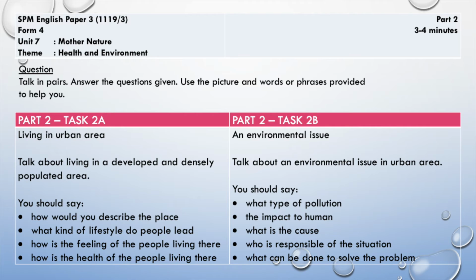Candidate B, on the other hand, has to answer task 2B. An environmental issue. Talk about an environmental issue in urban area. You should say what type of pollution, the impact to human, what is the cause, who is responsible for the situation, and lastly, what can be done to solve the problem.